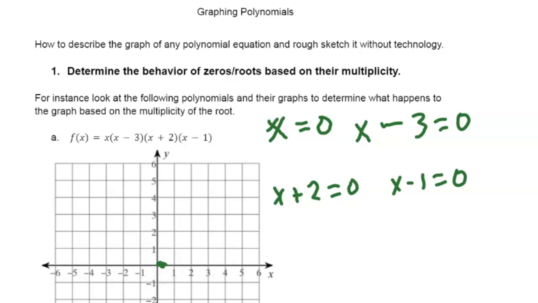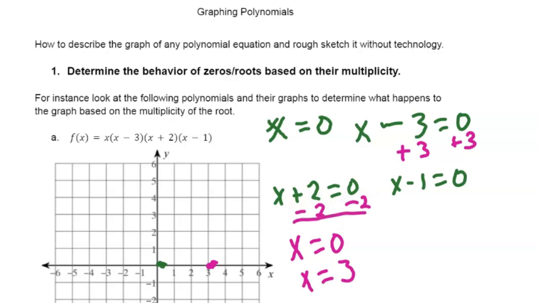If you take a look at this other one, this 3, you'd have to add 3 to both sides. That switches your sign, and so we'd have a 3 root. So we know x equals 0, and x equals 3. You do the same with the 2 by subtracting 2 from both sides, so x equals negative 2. And you do the last one with the 1 by adding 1 to both sides, and so x equals 1. So those are our 4 roots.